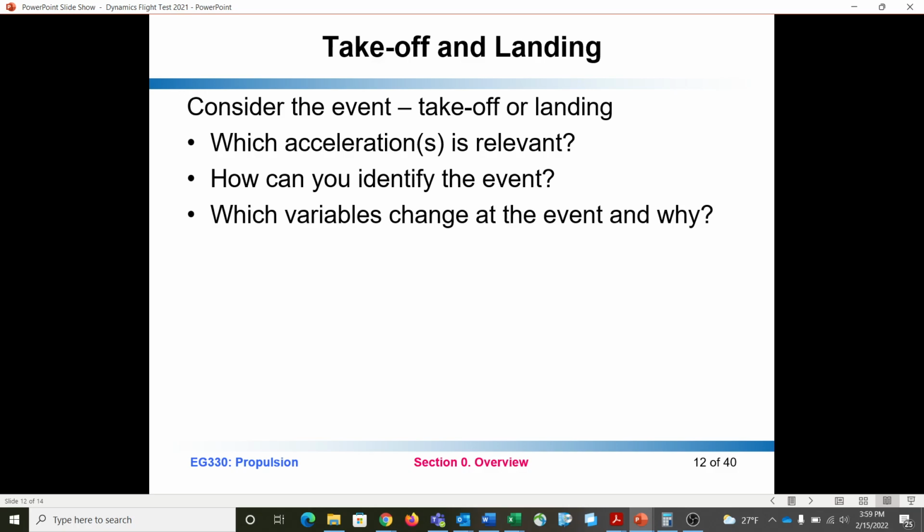In takeoff and landing, which accelerations again are relevant? Can you identify where takeoff or landing happens? And what do the variables look like before and after that event?